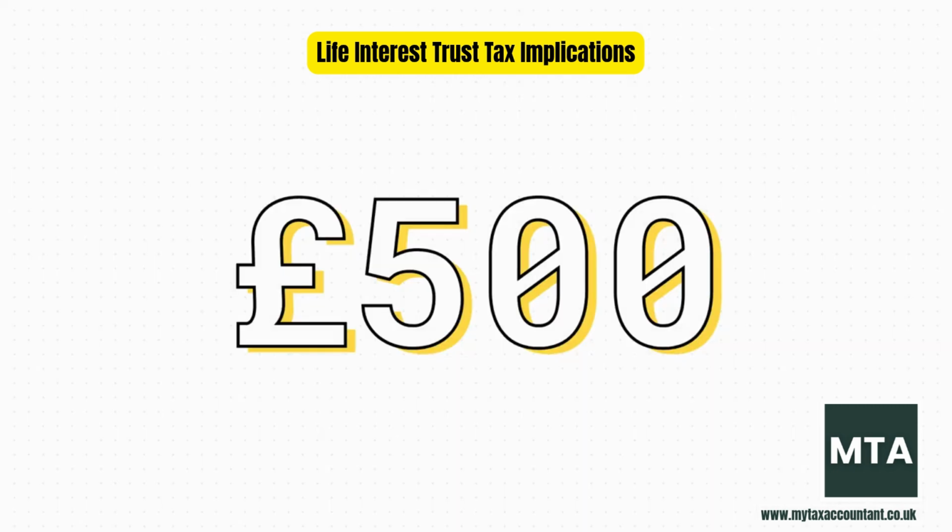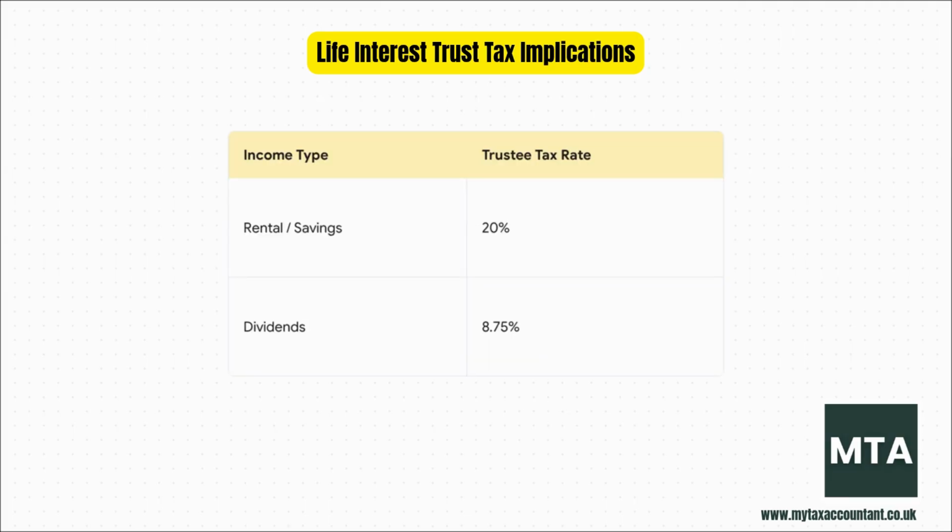Now, here's a really important number for you. £500. For trusts with a small amount of income, this is a tax-free allowance. But, and this is a huge but, if the income goes over by even £1, tax is due on the whole lot. It's a classic tripwire you've got to watch out for. So, when the trust does have to pay tax, the trustees use these flat rates, 20% for most income like rent, and a slightly lower 8.75% for dividends.